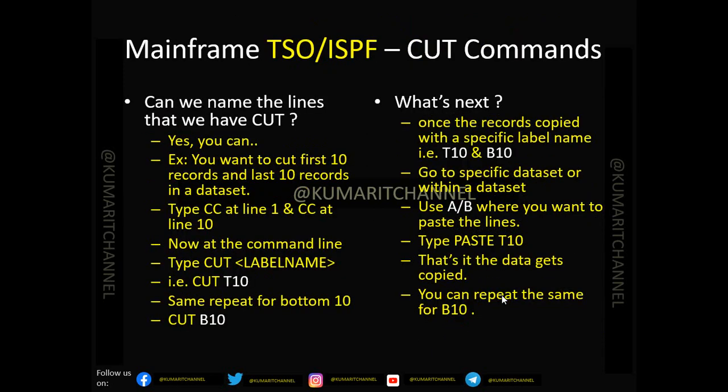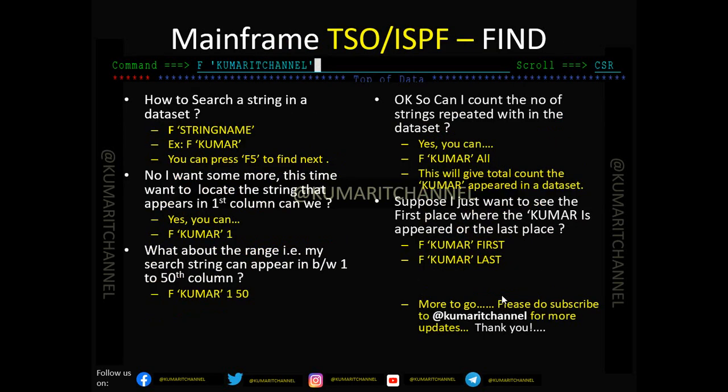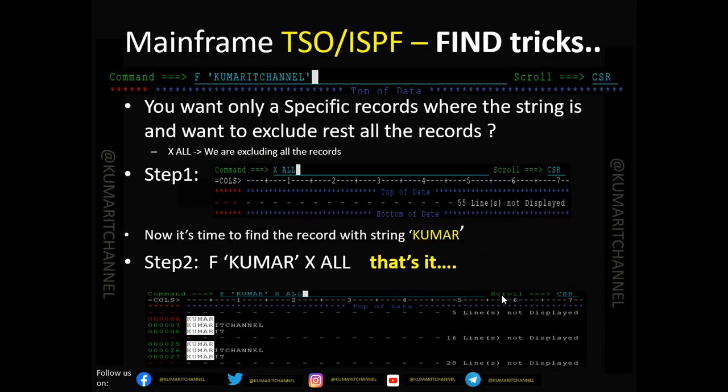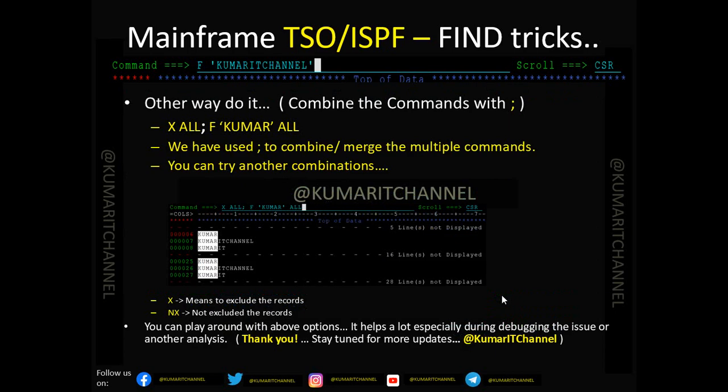The next cut commands were continued. So these are the other useful commands, and then finally I covered updating the find commands. These are the different find commands that you can use, and other find tricks to find the previous, next, prefixing and the suffix. And then finally, how do we exclude all, and then we went on with combining the different commands using find.